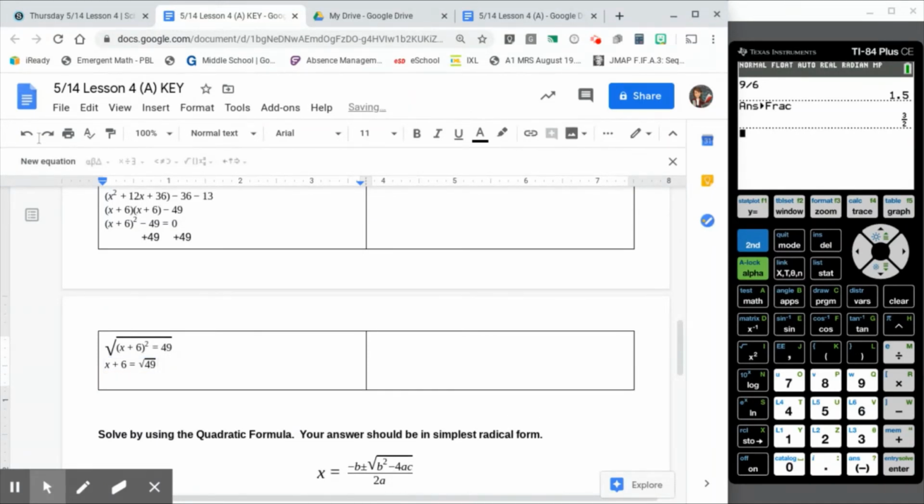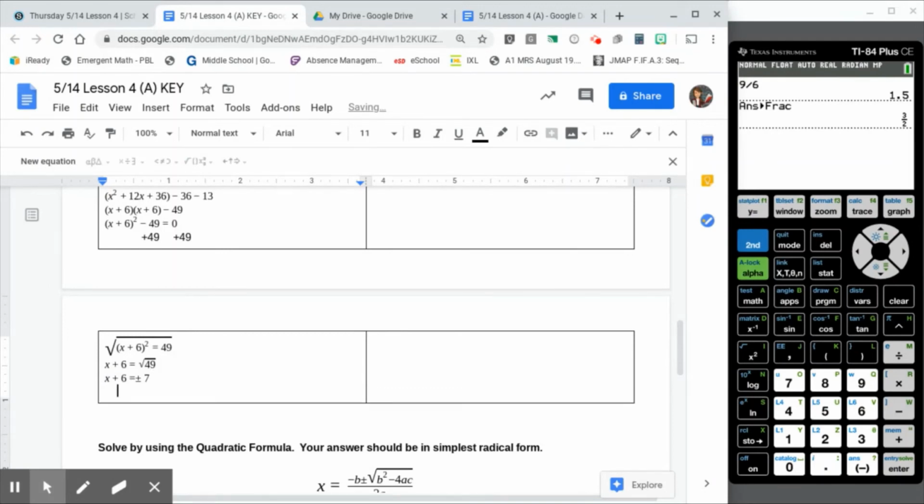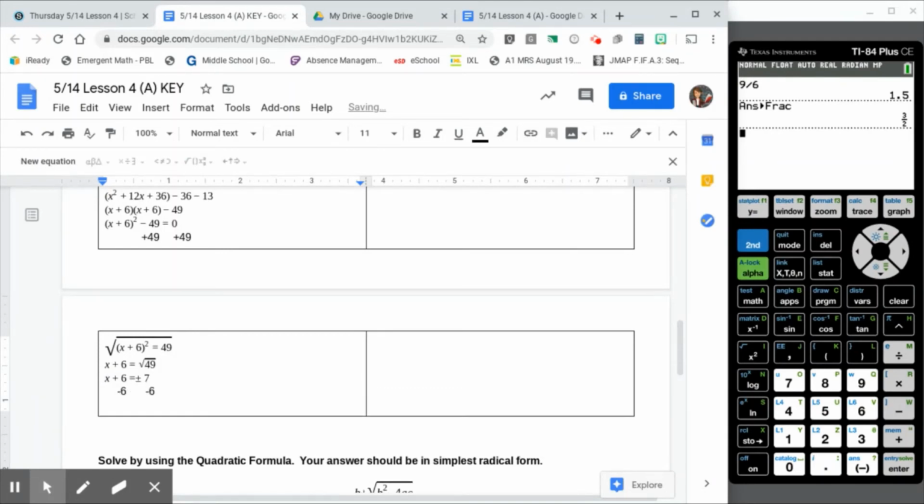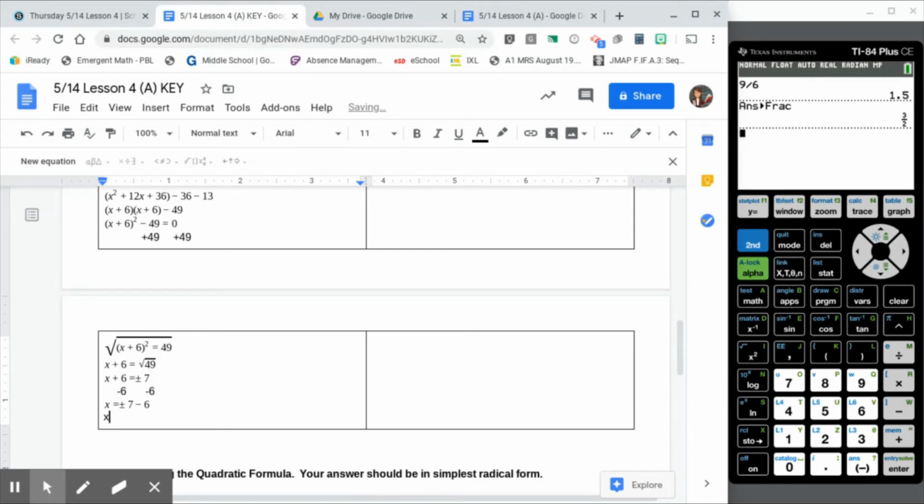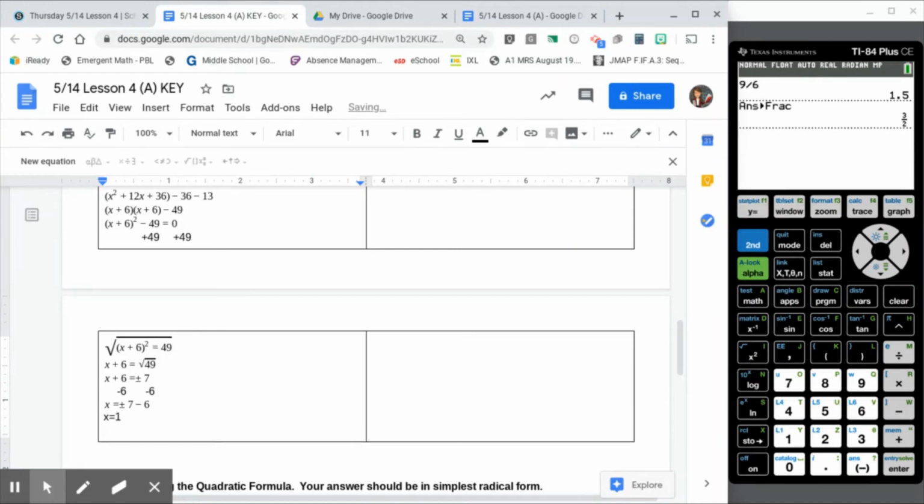So what that's going to look like is we're going to have x plus 6 equals positive or negative 7. So plus or minus 7. Okay, let's keep solving. Getting that x by itself, subtract 6, subtract 6. We get x equals plus or minus 7 minus 6. So let's just figure this out right now. A positive 7 minus 6 gives us 1. If we have a negative 7 minus 6, that gives us negative 13.